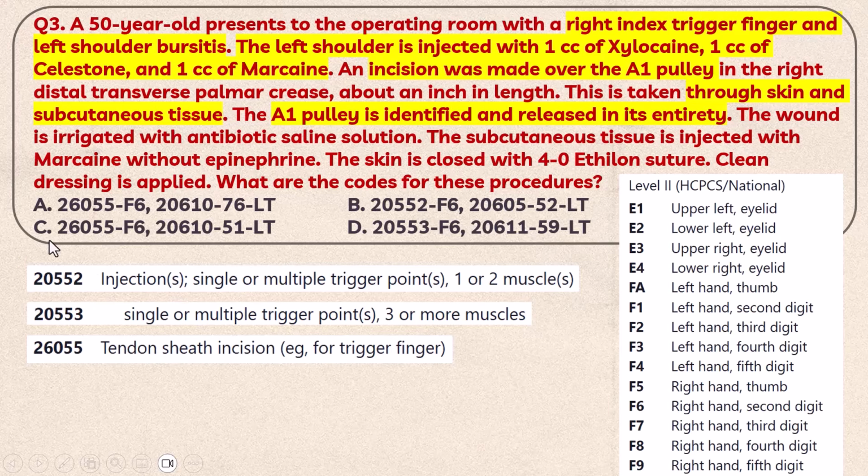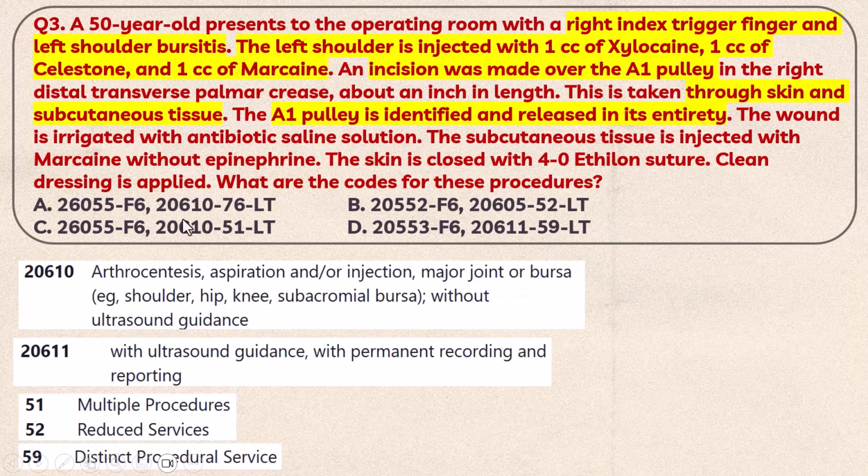So in this case, you can select A and C. You can eliminate B and D with the first procedure. So let's check the code for the second procedure. For the second procedure, the answer given here is for A and C, which we have selected. So A is 20,610. That is arthrocentesis, aspiration or injection, major joint or bursa, example shoulder, hip, knee, subacromial bursa without ultrasound guidance. In this case, there's nowhere mentioned regarding the ultrasound guidance, so we have to take it as without ultrasound guidance.